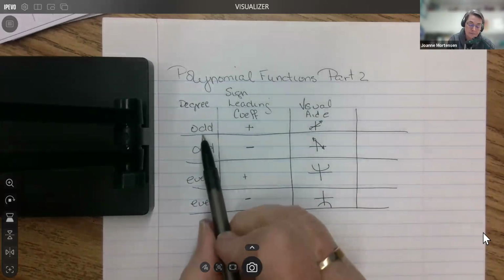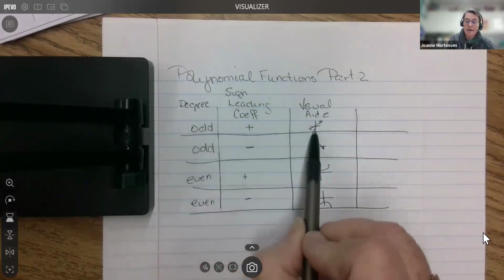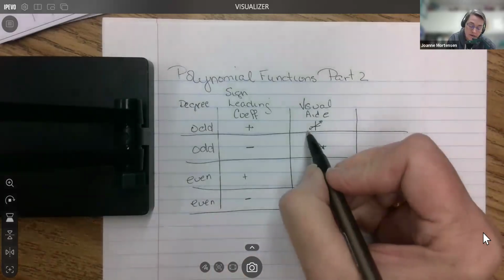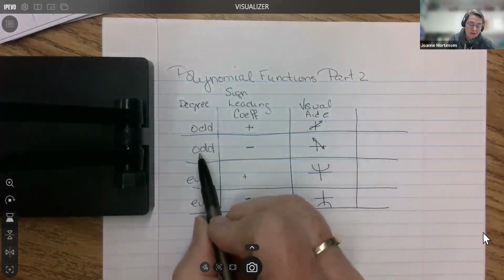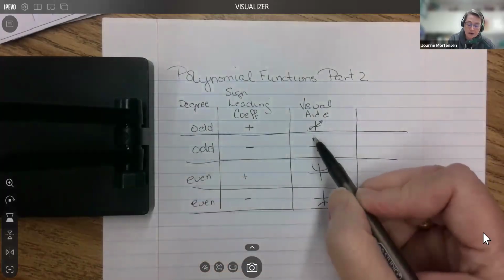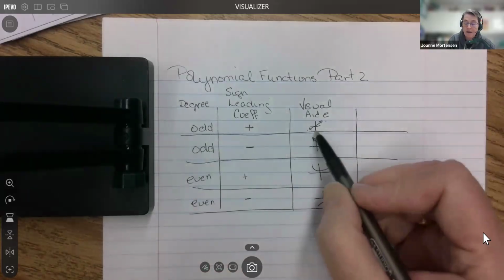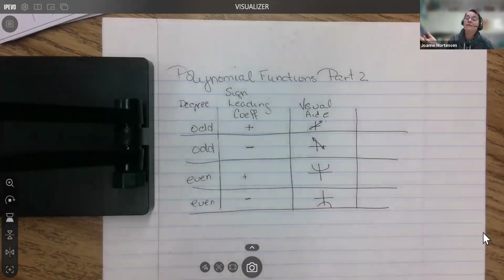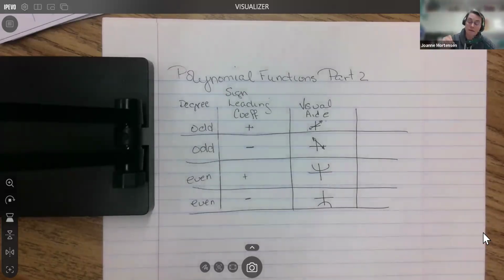So if it is an odd degree with a positive leading coefficient, it's an uphill. It's going to start down here in 3 and end in 1. If it's an odd degree with a negative coefficient, it's going to start up there in 2 and end in 4. I don't even know if you can pick up the little pauses I have to think. I know the picture, and then when I have to count, I can.